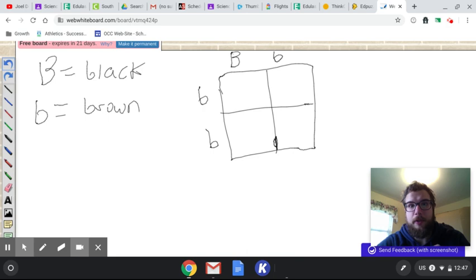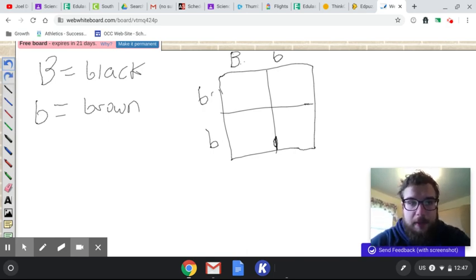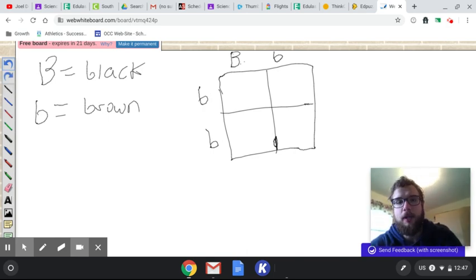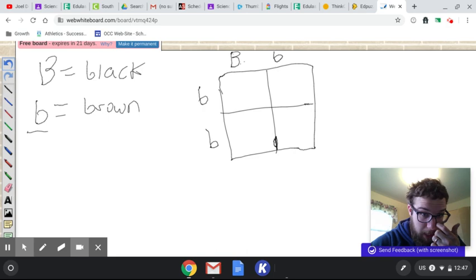Did you answer it? Perfect. Okay, so parent 1 has one big B, which tells us that parent 1 is going to have black fur. Parent 2 down here has two small b's. That tells us that parent 2 is going to have brown fur. In order to have the recessive, in order to have the little b trait, you've got to have two of them. That's one of the big keys here. So let's do our cross now.